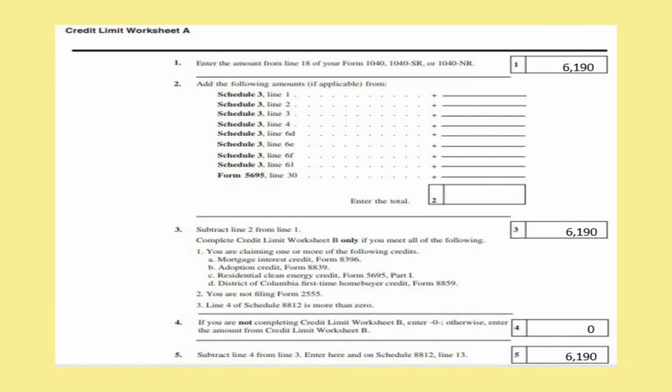You can find Credit Limit Worksheet A on page 4 of the Schedule 8812 instructions. On line 1, enter the amount from line 18 of your Form 1040, which is $6,190. Line 2 will be 0 as you don't have any amounts from Schedule 3 or Form 5695. On line 3, subtract line 2 from line 1 to arrive at $6,190. We will not be completing Credit Limit Worksheet B as we don't meet any of the requirements listed, so line 4 will be 0. On line 5, subtract line 4 from line 3 to arrive at $6,190.